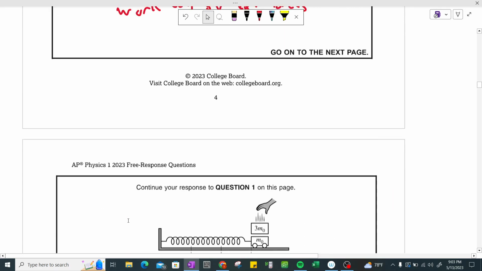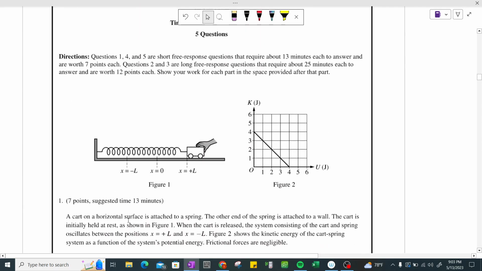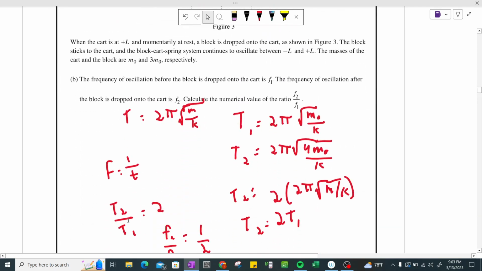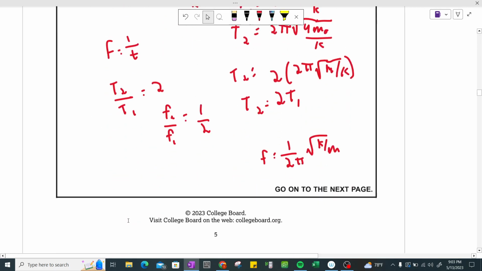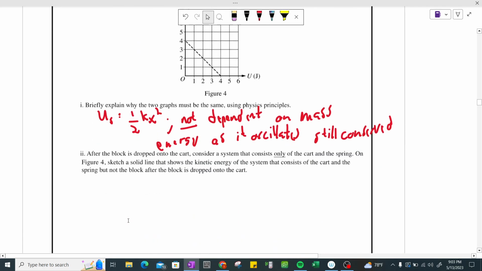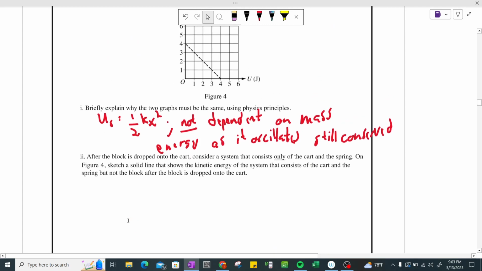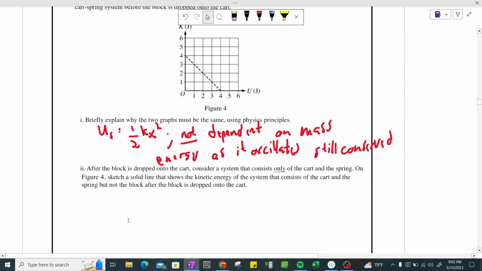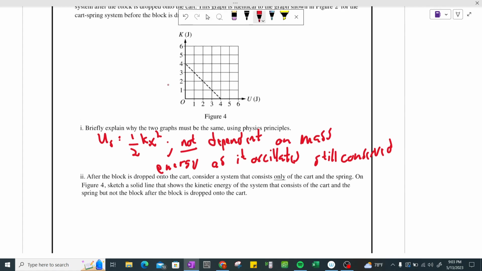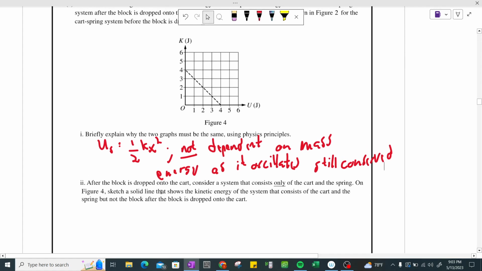So let's go back and look at the picture. Okay, so now we're ignoring that 3 m0 weight on top of it is the idea here. On the figure 4, sketch a solid line that shows the kinetic energy of the system that consists of the cart and spring, but not the block after the block is dropped onto the cart. So we know some things are going to be the same. So the big thing is our kinetic energy is 1/2 mv squared.